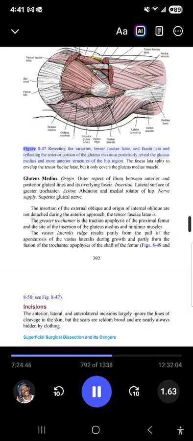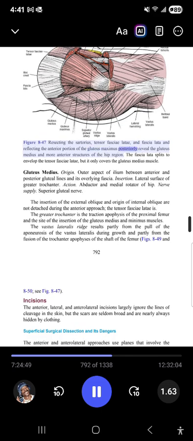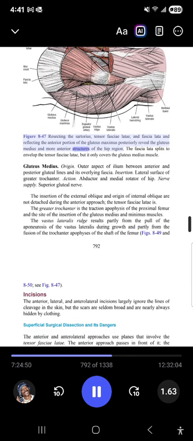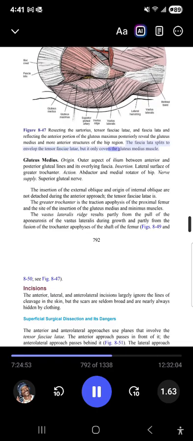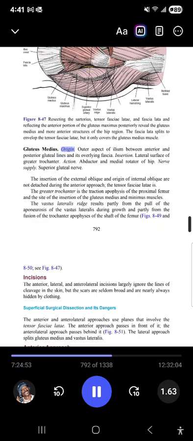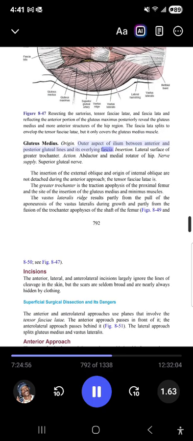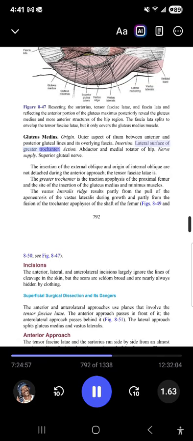Figure 8-47, resecting the sartorius, tensor fasciae latae, and fascia lata and reflecting the anterior portion of the gluteus maximus posteriorly reveal the gluteus medius and more anterior structures of the hip region. The fascia lata splits to envelop the tensor fasciae latae, but it only covers the gluteus medius muscle. Gluteus medius, origin: outer aspect of ilium between anterior and posterior gluteal lines and its overlying fascia. Insertion: lateral surface of greater trochanter. Action: abductor and medial rotator of hip. Nerve supply: superior gluteal nerve.